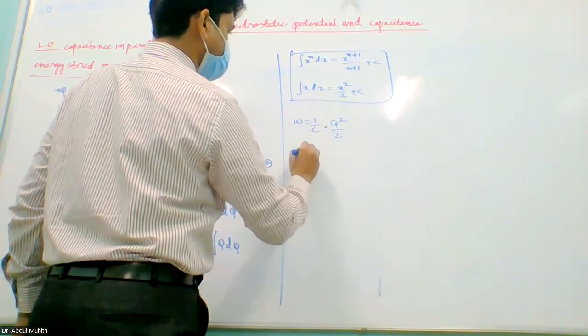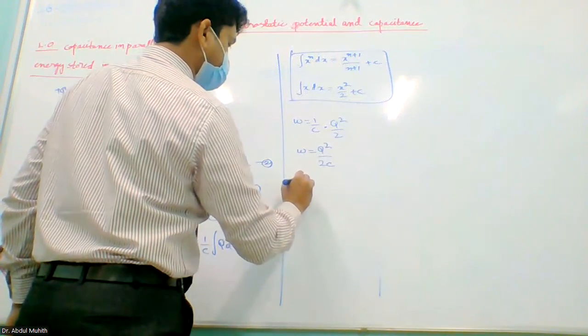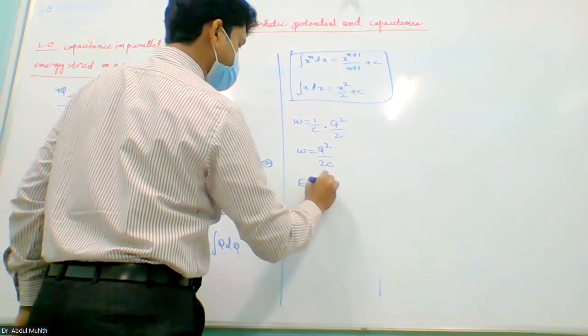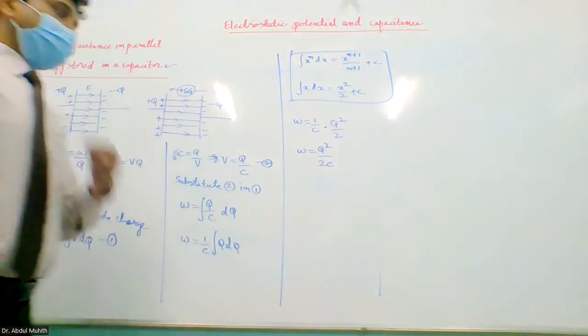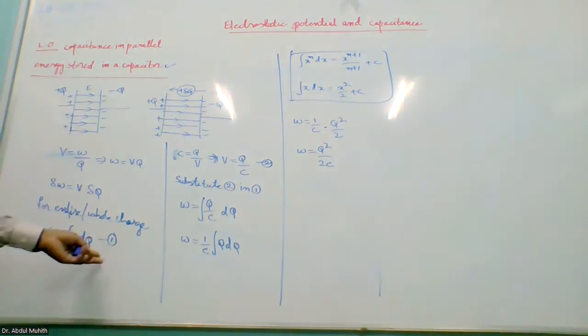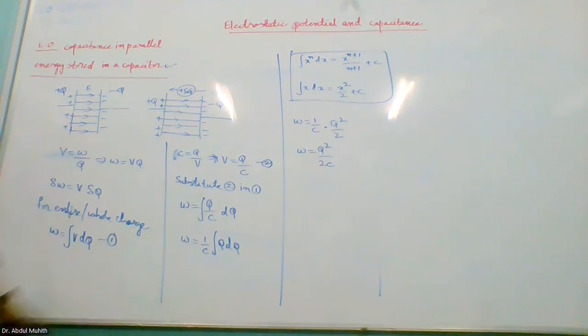So it will become what? W is equal to q square by 2c, or we write energy E is equal to q square by 2c. Sir, no limits? No. Now q square, that is enough, only for the entire charge we are taking. Okay, now you take 0 to q, that's it. It will be the same. That's what I wrote here for the entire.